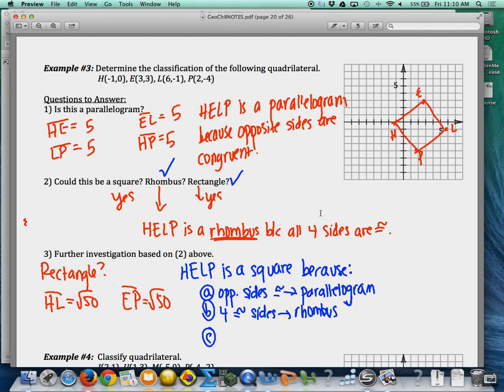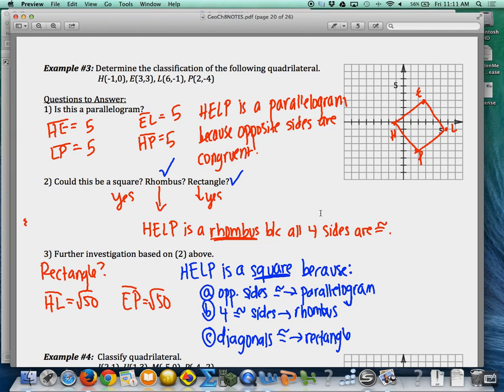And then lastly, what did we show? Diagonals. Congruent. And that showed us that the figure was a rectangle. So a parallelogram, a rhombus, and a rectangle makes it a square. Does this make sense? This process?